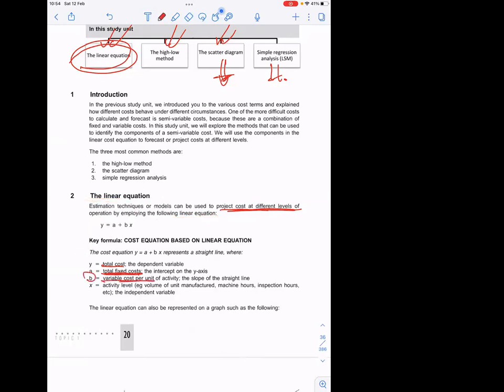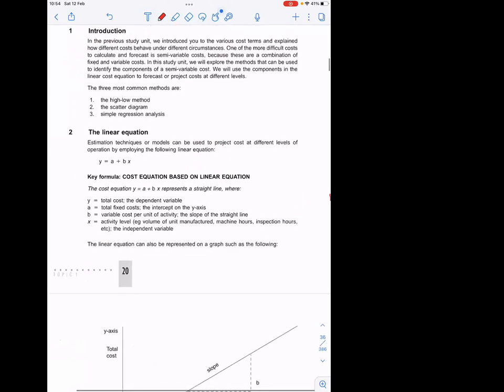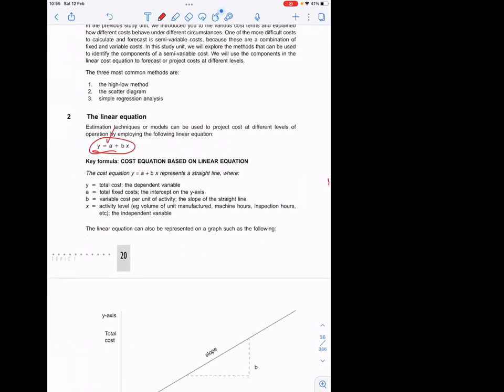B is the variable cost per unit of level of activity. So that's why we say BX. X is going to be the level of output. So when we say BX, we are referring to total variable cost. Total variable cost is equal to variable cost per unit, which is your B, multiplied by the level of output, which is your X. If you're armed with this equation and you have determined your A and your B, you can calculate the total cost for any level of output by substituting for X.